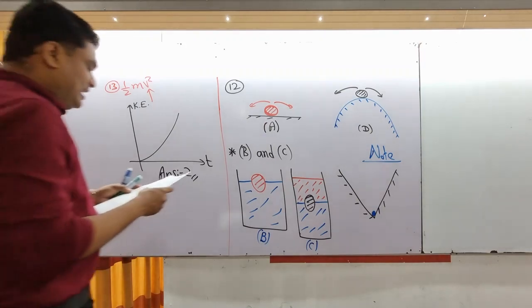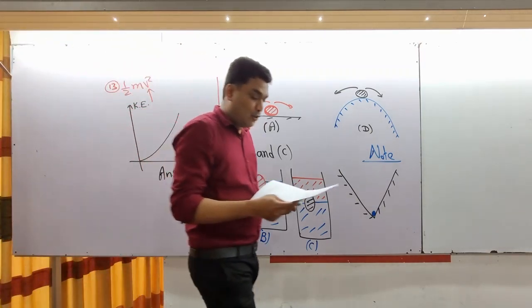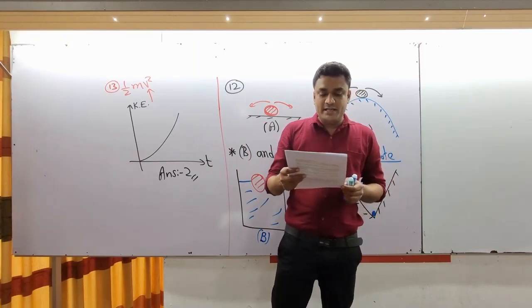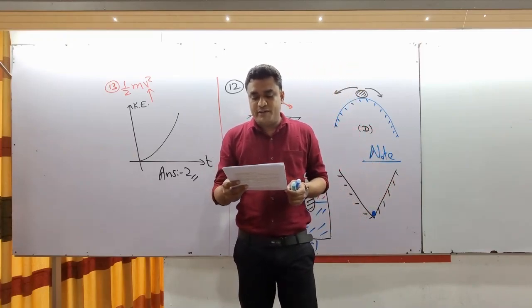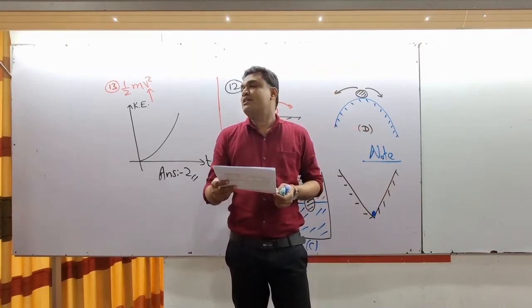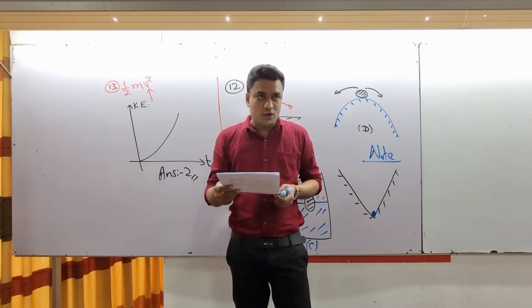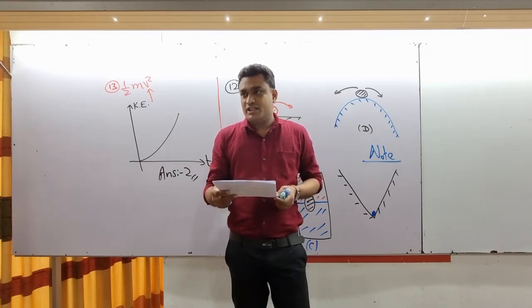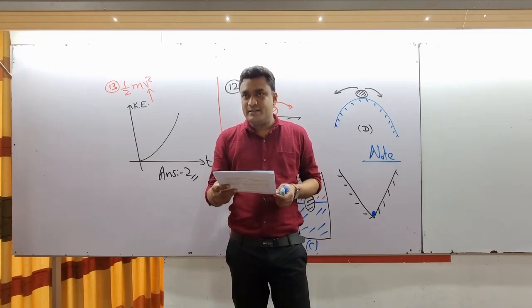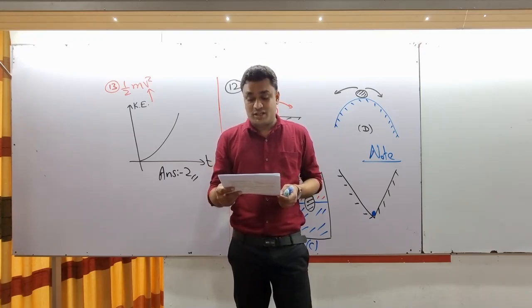Question number 14. Water is flowing through a tube of non-uniform cross-section. The cross-section area is not constant. It changes from place to place; the tube has a different cross-section area at different points.